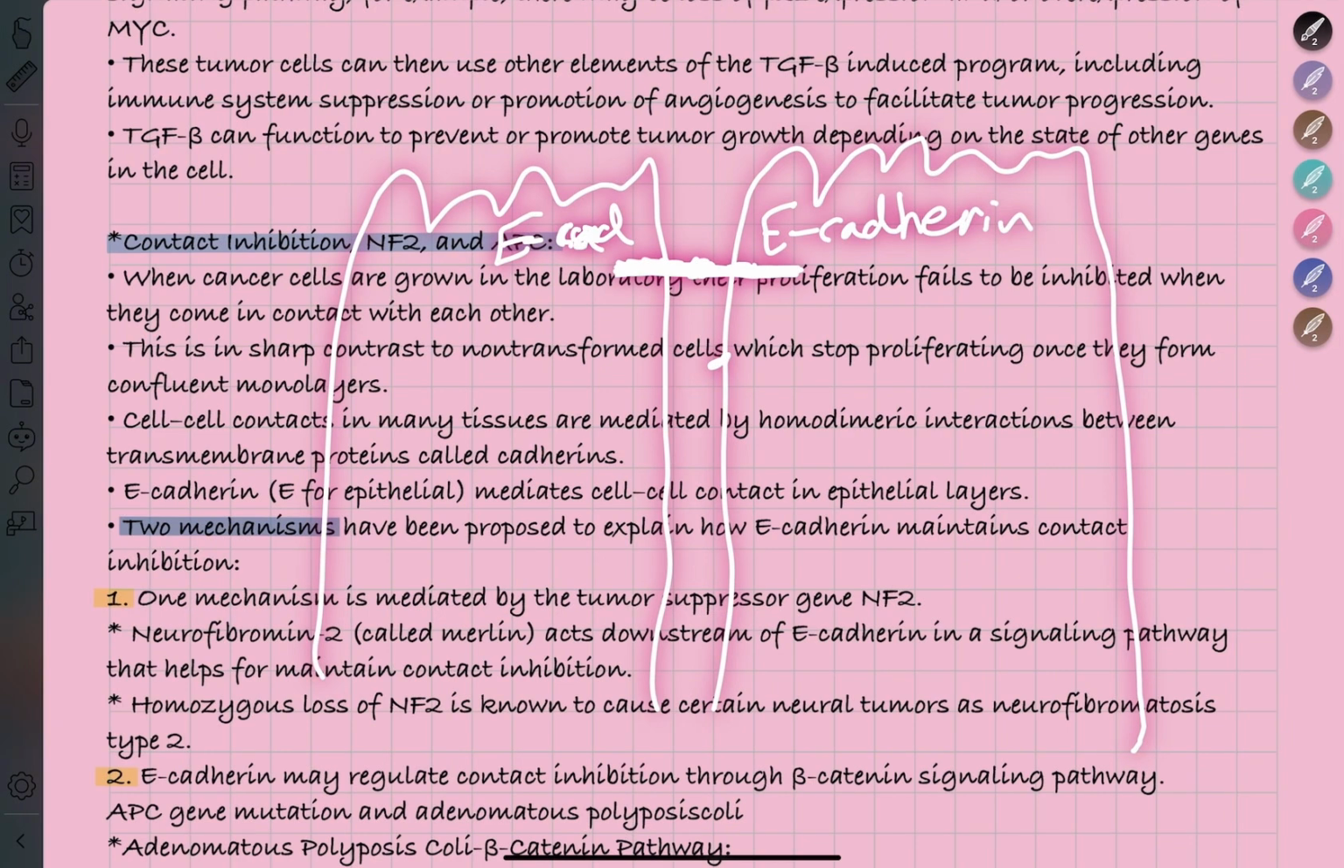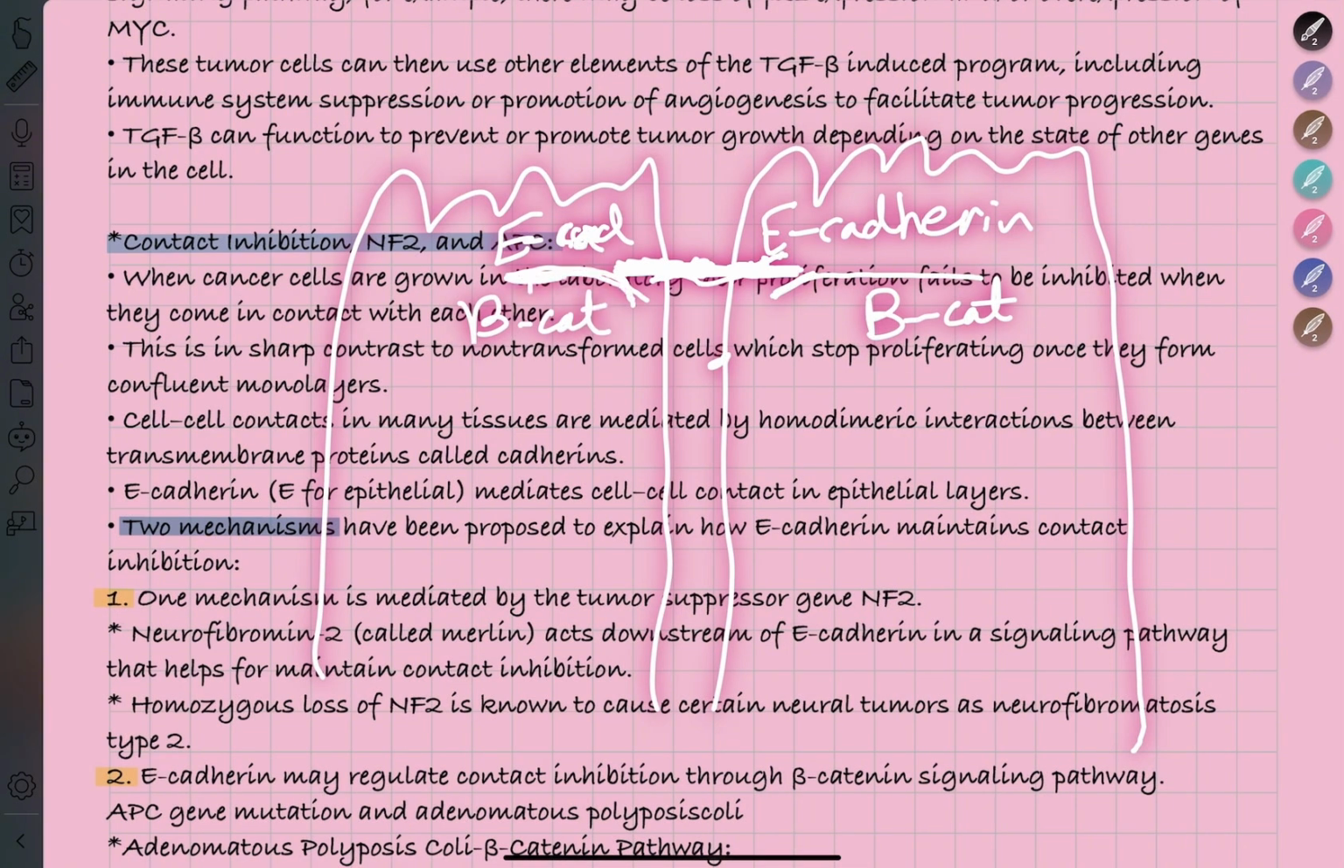Okay? E-cadherins mediate the cell-to-cell contact in the epithelial layers by two mechanisms. Okay, one of them basically is mediated by the tumor suppressor gene, the neurofibromin 2. Let's focus on the other by using a beta-catenin. Beta-catenin is a protein bound to the E-cadherin from the inside of the cell. Okay? Beta-catenin here, let's name it beta or B-cat. Okay, B-cat.